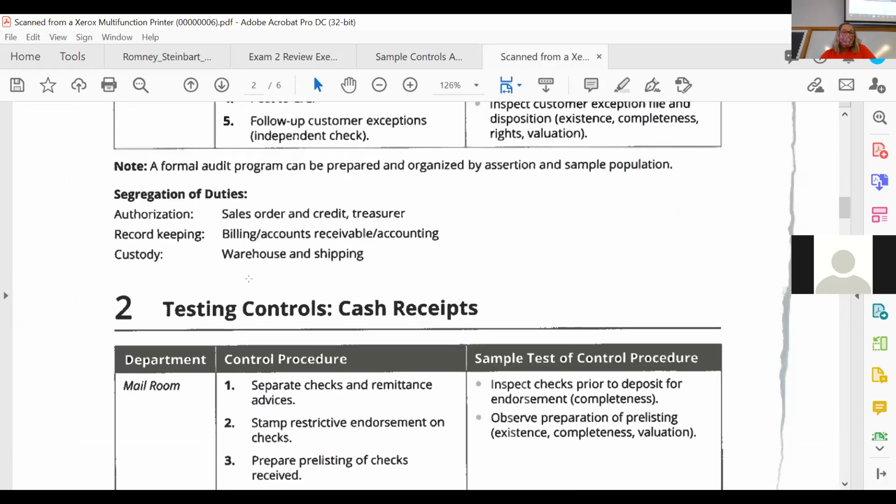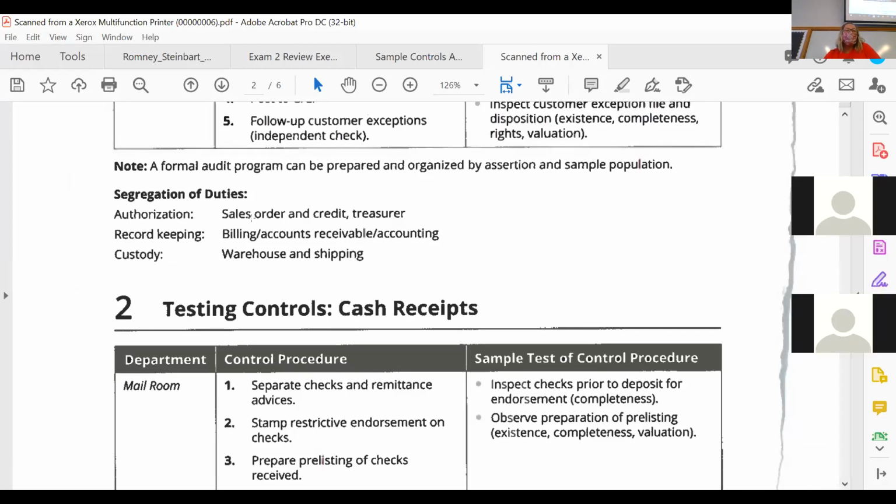I like this little notation here where it says segregation of duties. It's not enough to remember that we should not have the same people doing that same job, although that's pretty good. But here are the different functions. And remember on the first test, we talked about how these are the three types of activities: authorization, record keeping, and custody. And these are examples of those activities within the sales process.